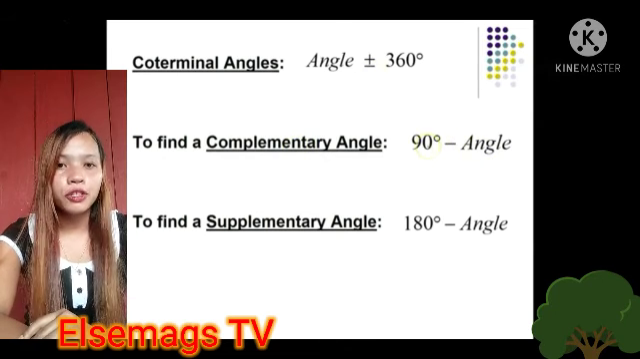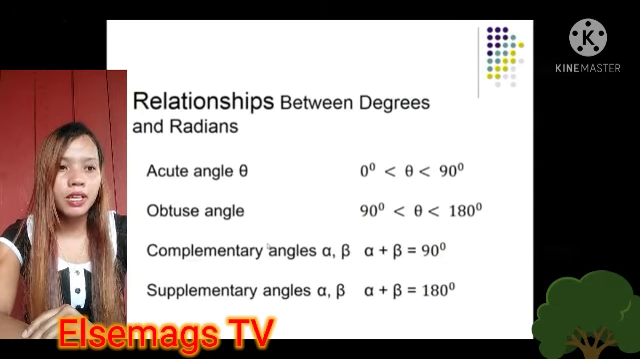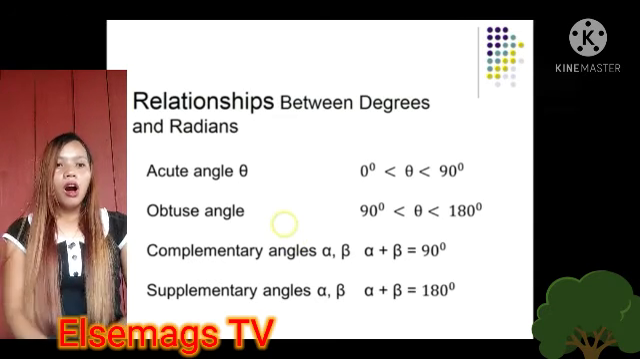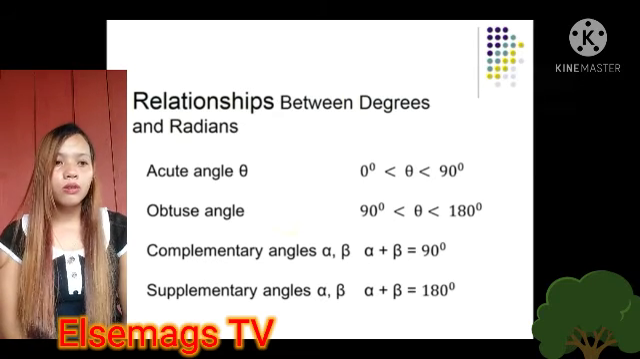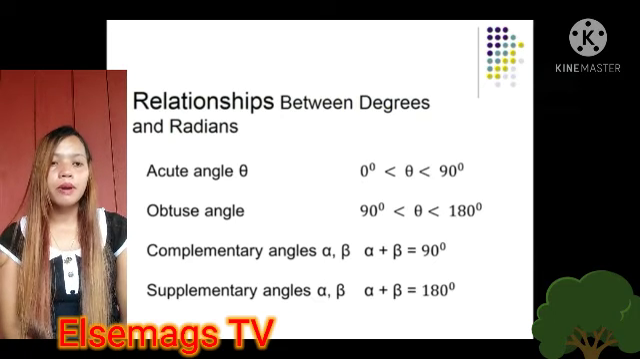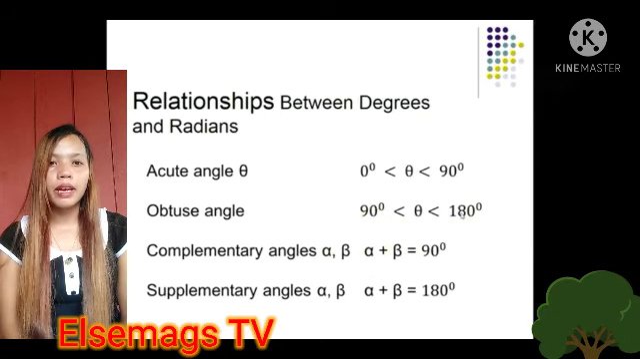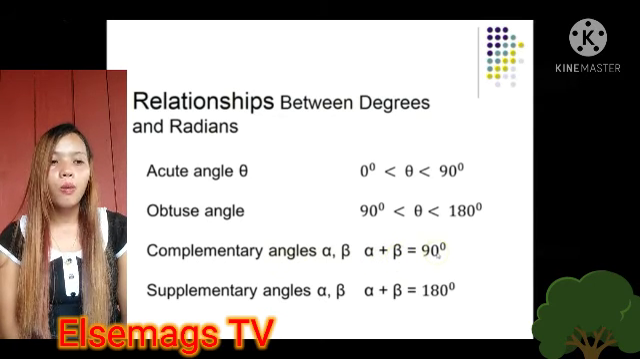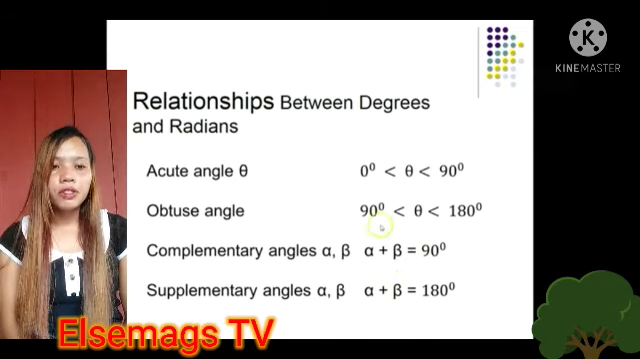Let's proceed to the relation between degrees and radians. Acute angles measure from 0 to 90 degrees, or less than 90 degrees. Right angles are exactly 90 degrees. Obtuse angles are more than 90 degrees but less than 180 degrees. Complementary angles: if the sum of the two angles equals 90 degrees, they are complementary. Supplementary angles: if the sum of the two angles is 180 degrees, they are supplementary angles.